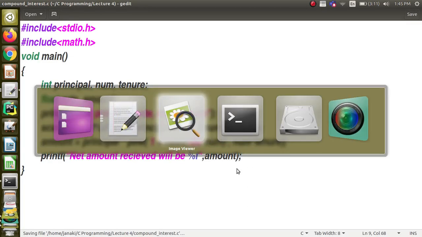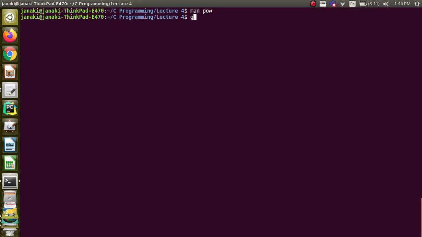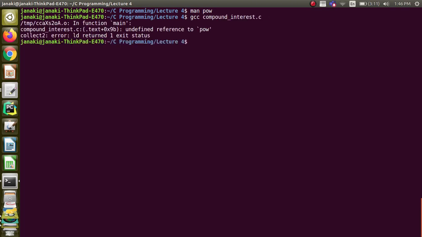Yeah, so let us go to the terminal and you will say gcc compoundinterest.c. Okay, and you will see this error because you have to link the math library. You have to put -lm.